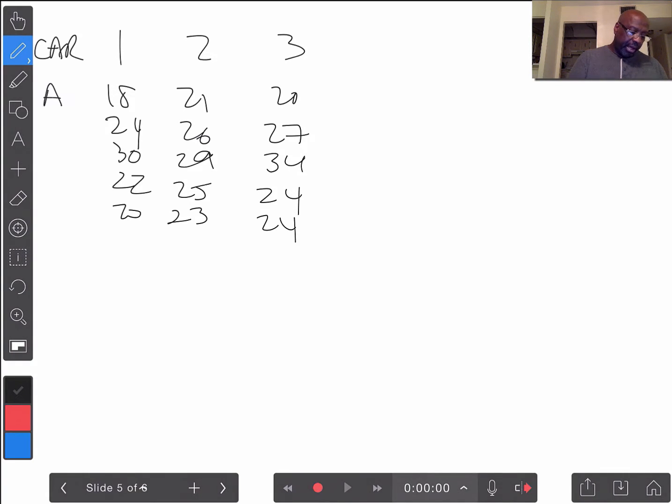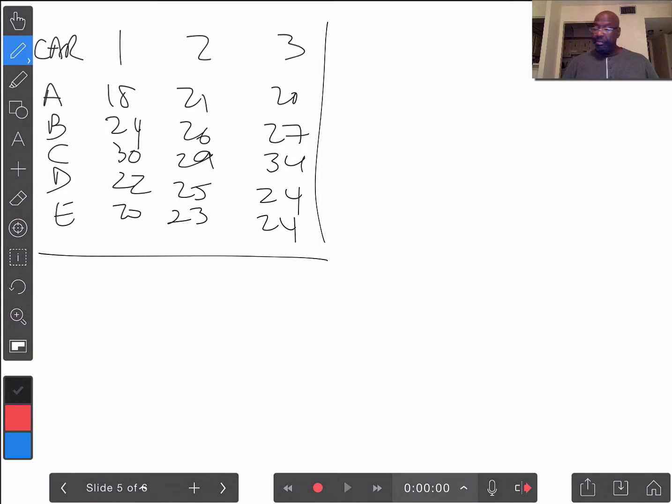Now we have the cars, which would be type A, type B, type C, type D, type E. And so you can see now we have our blocks. The repeated data for car A, repeated data for car B, for car C, and so on. And so let's set this up nicely. What we should do is note the size of each of the treatments. The sample size for each of the treatments is the number of blocks that I have, which is the number of cars. So it's just 5, 5, and 5.